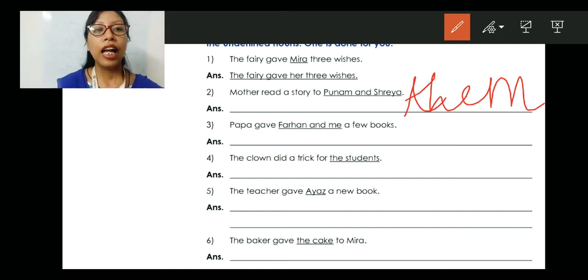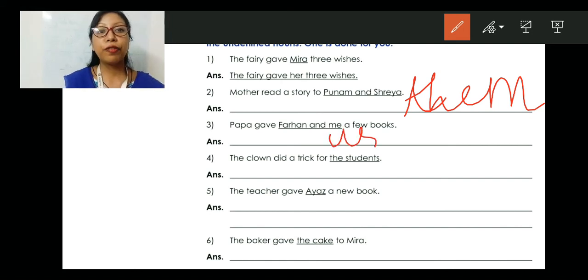Then number 3. Papa gave Farhan and me a few books. Now here Farhan and me has been underlined, right? Now it is about Farhan and me. So which pronoun will we be using? We will be using us because it is about us, right? Papa gave us a few books. So you will be writing us here.